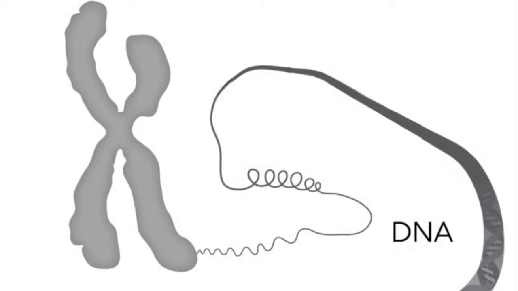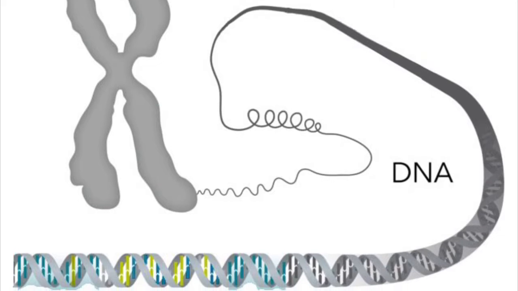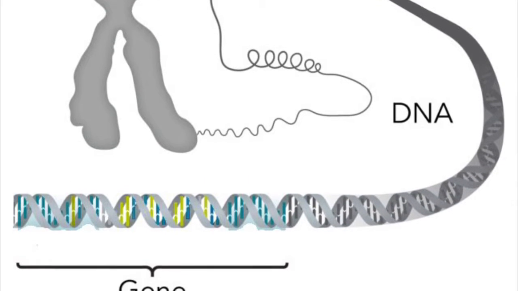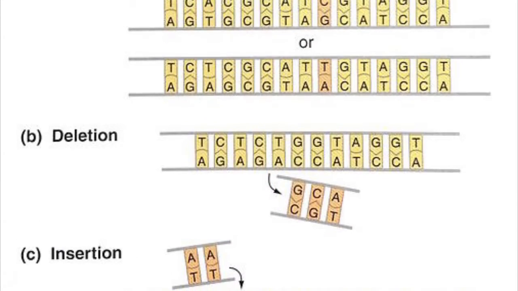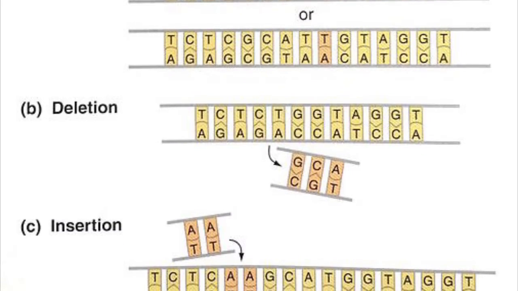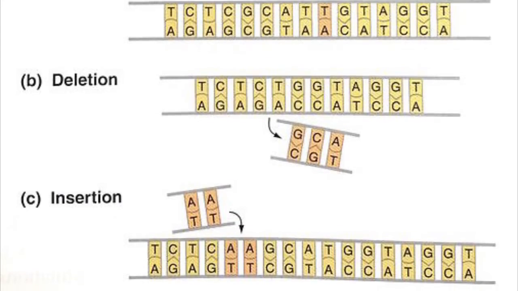Sometimes changes in DNA do occur. These changes are called mutations. Since DNA contains the information that determines your traits, a change in DNA can affect your traits. Some examples of mutations include substitution, where a base is switched with another one, a deletion, where a base is removed, or an insertion, where a base is added.